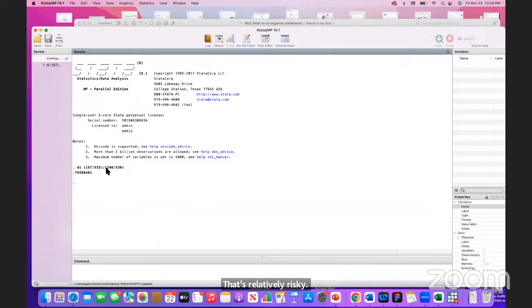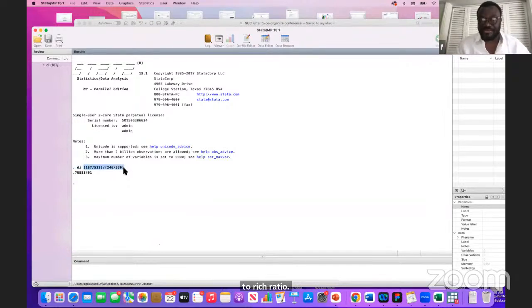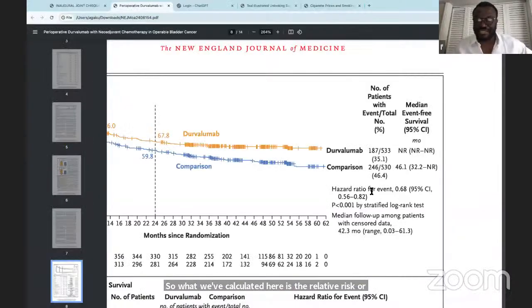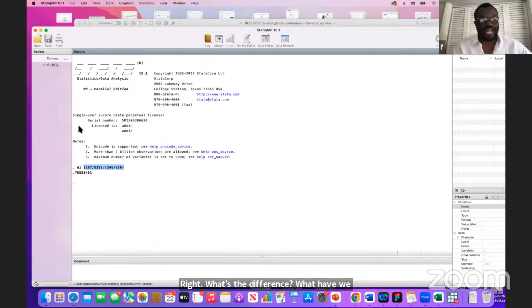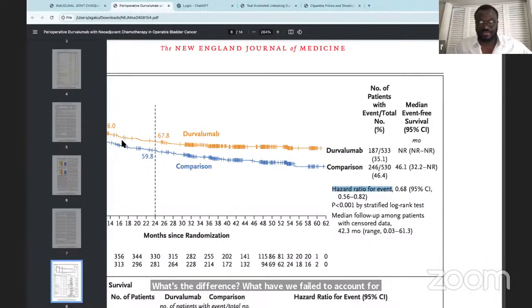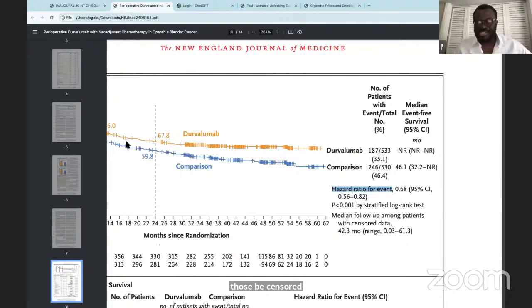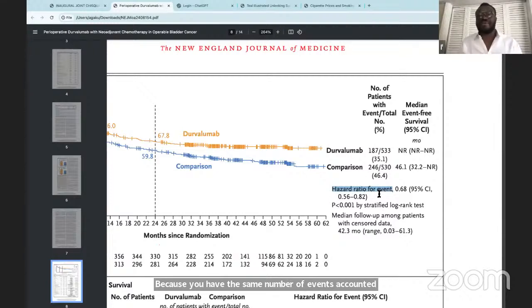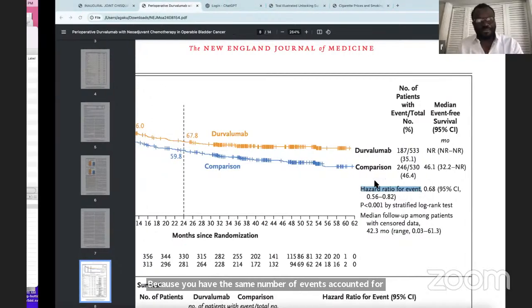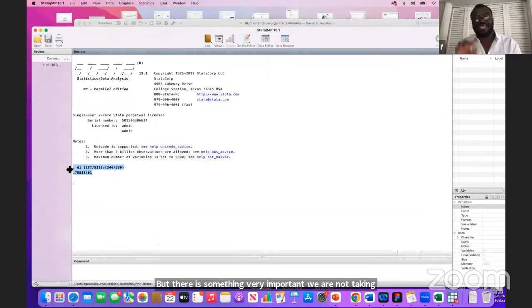Rate ratio. So what we've calculated here is the relative risk, or a risk ratio. But what we have here is a hazard ratio, right? What's the difference? What have we failed to account for in our calculation here? Those that are censored. Well, not necessarily. In a way, it's related, but there's something more nuanced that we're looking for. Because you have the same number of events accounted for, right? The total number of events accounted for here has indirectly accounted for censoring already. But there is something very important we are not taking account of here, which is time to event.